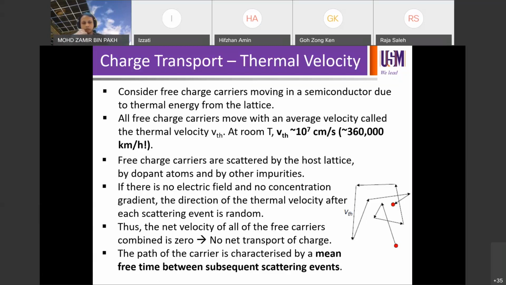So the path of the carrier is characterized by the mean free time between subsequent scattering events. So the time between the next scattering event, before the next collision. So from this collision to the next collision, the time they have is called the mean free time between collisions. So that's what characterizes the path of the carrier in this particular case.